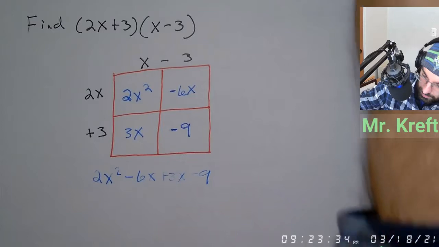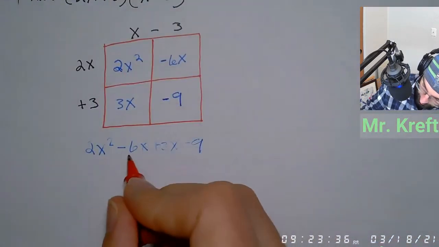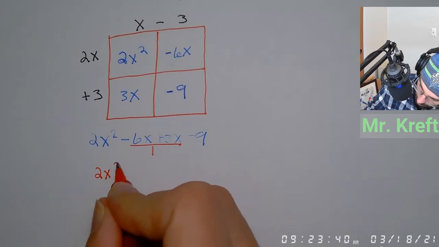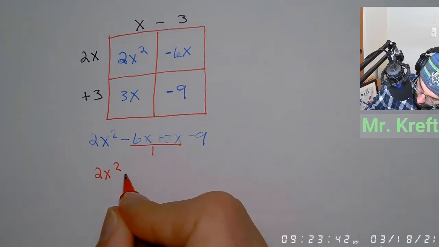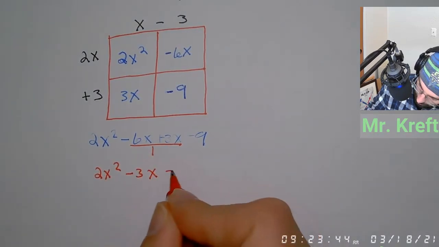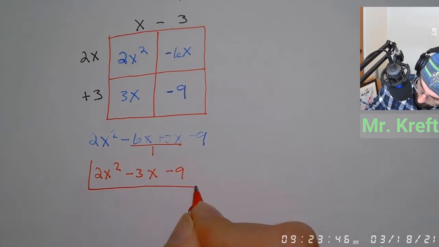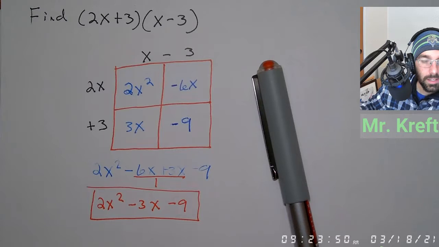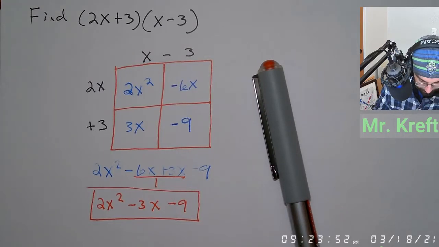Sorry, my blue pen is dying, isn't it? So we can combine these middle numbers. So I'm going to get 2x squared. Negative 6 plus 3 is negative 3x, and then minus 9. Okay, so how are you guys doing with that?